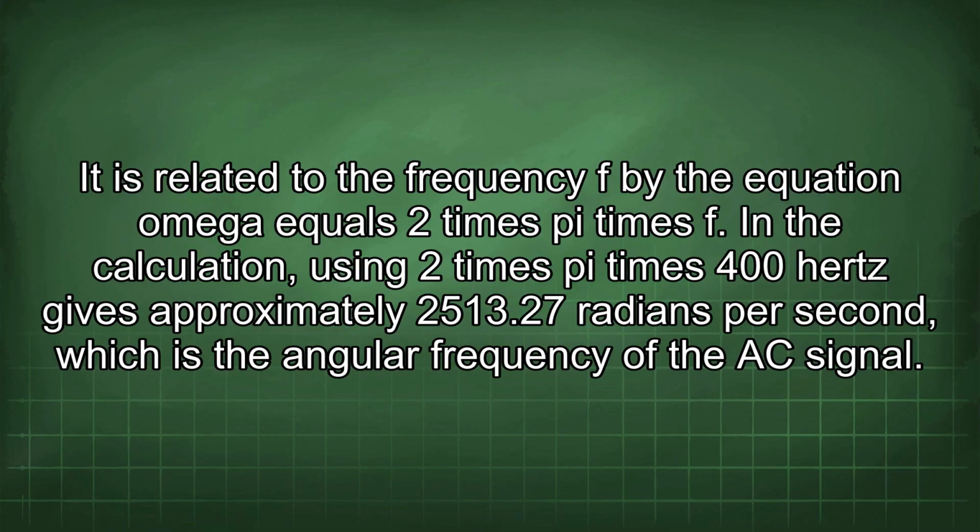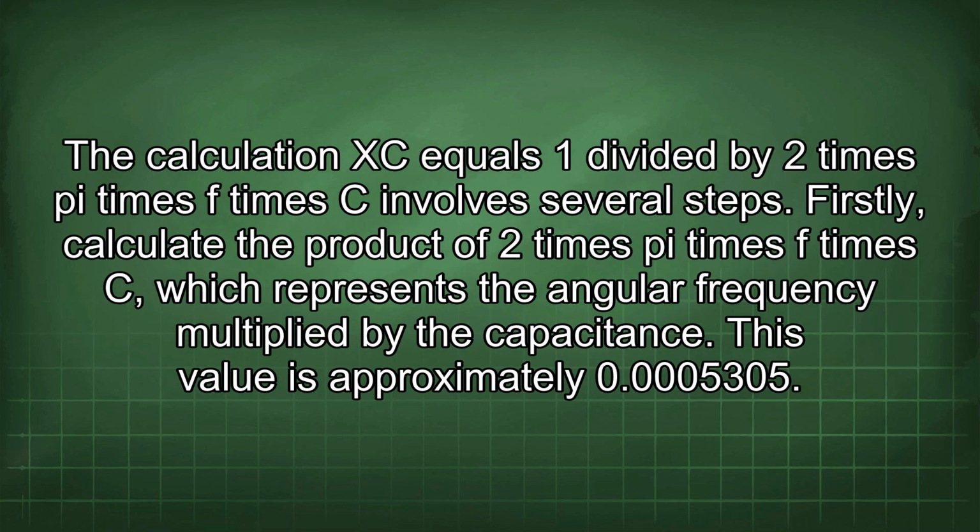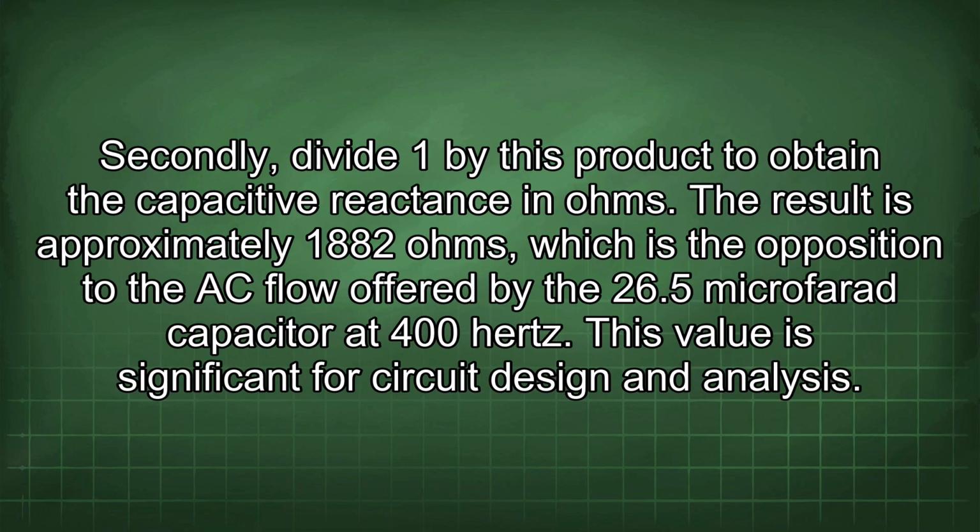In the calculation, using 2 times pi times 400 Hz gives approximately 2513.27 radians per second, which is the angular frequency of the AC signal. The calculation Xc equals 1 divided by 2 times pi times F times C involves several steps. Firstly, calculate the product of 2 times pi times F times C, which represents the angular frequency multiplied by the capacitance. This value is approximately 0.5305. Secondly, divide 1 by this product to obtain the capacitive reactance in ohms.